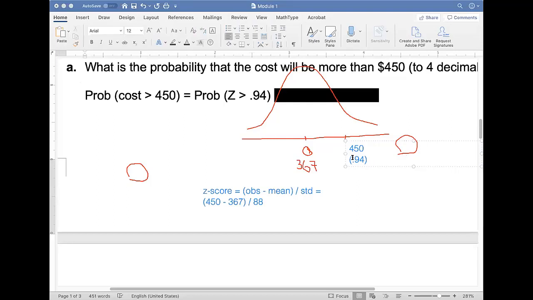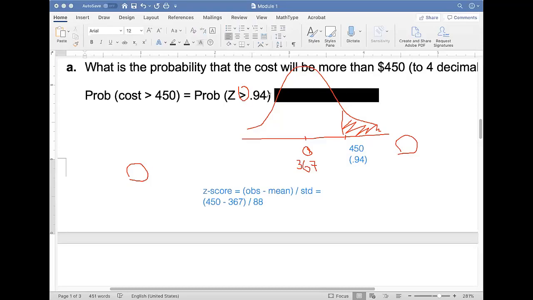What we want to do here is figure out the probability to the right of it, more than that. So that's going to be this part. What you can do is look up 0.94. I'm going to remind you this is a z-score, and we want the area to the right. The z-table gives you the probability to the left, so you want to use 1 minus that.